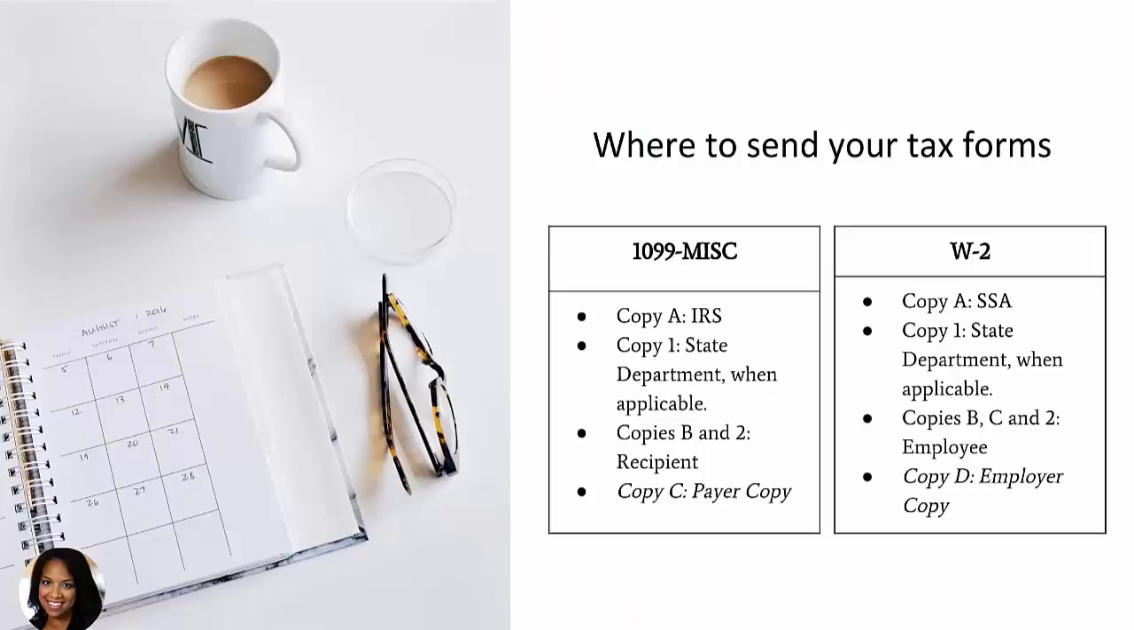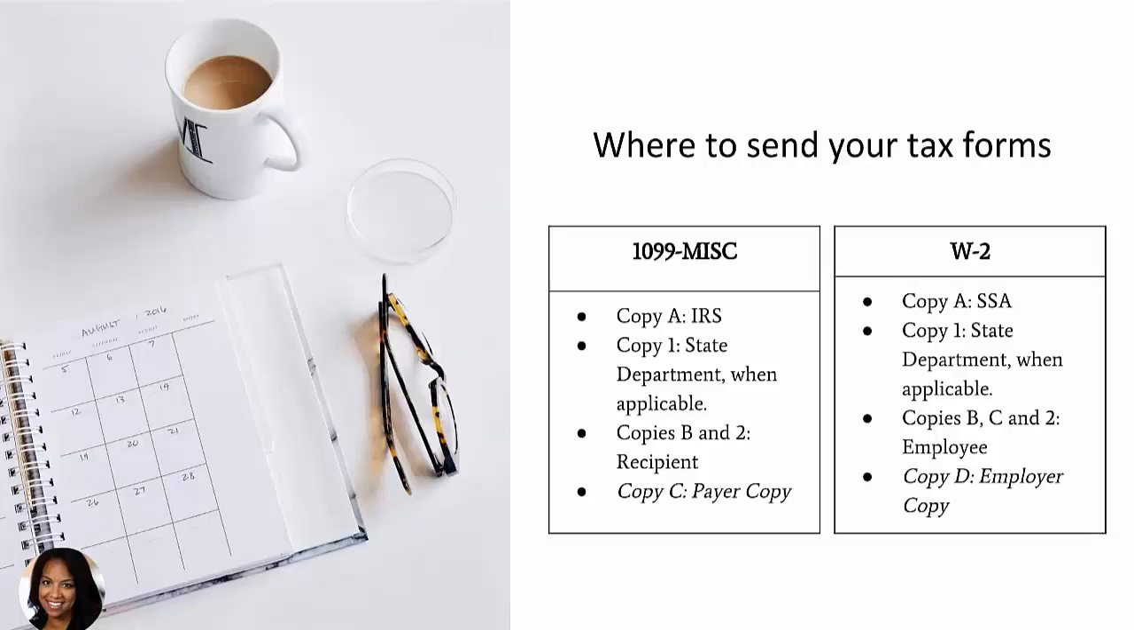So now at this point, hopefully you have everything that you need to make sure that your forms are filled out correctly. The next thing you need to conquer is who exactly we are sending this to. Copy A will be filed and sent directly to the IRS, while copy 1 goes to the State Department when and if applicable. Copies B and C are what you're sending to your recipients, and copy C is kept for the payer records.